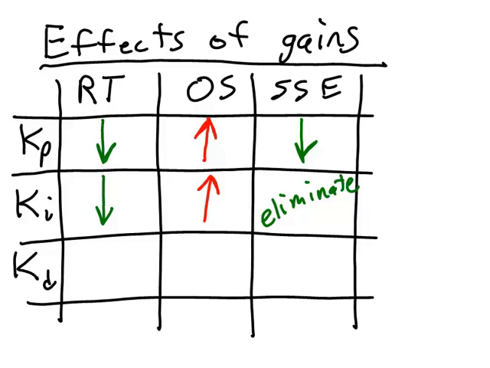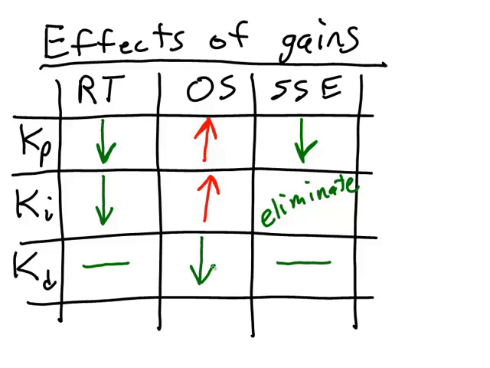Finally, what are the effects of derivative gain? Derivative gain has not very much effect at all on the rise time, so I'll just put a dash there to indicate that it has no effect. It also has little or no effect on the steady state error. The only effect that it has that is very useful to us is that it decreases the overshoot. That's why in our flow chart that we drew previously, we represented one possibility for improving the response is to increase both KP and KD at the same time.